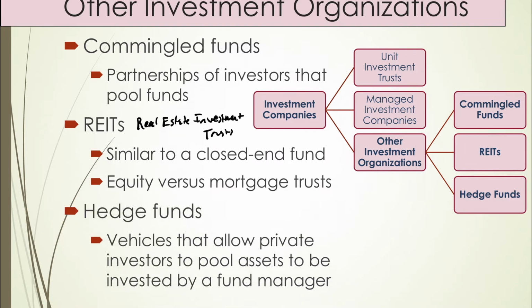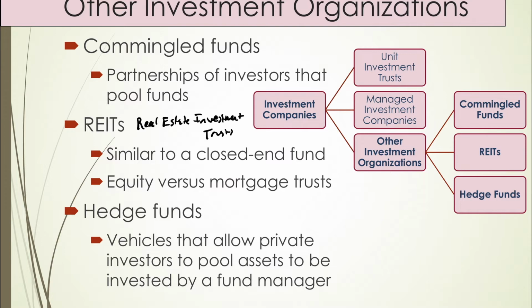And then lastly, we have hedge funds. With hedge funds, these are vehicles that allow private investors to pool assets to be invested by a fund manager. So with hedge funds, you have active management. They also utilize sophisticated investment strategies such as shorting and buying on margin like we discussed in the last chapter. And as a result of the riskiness of hedge funds due to their sophisticated investment strategies, these hedge funds are only available to accredited investors. So accredited investors are high net worth investors, so a net worth of greater than $1 million or annual income of $200,000 or $300,000 if married, and large institutions are also considered accredited investors. But those are our other investment organizations.